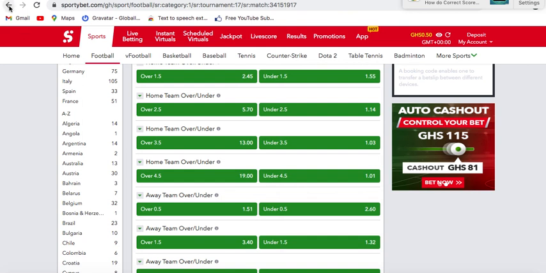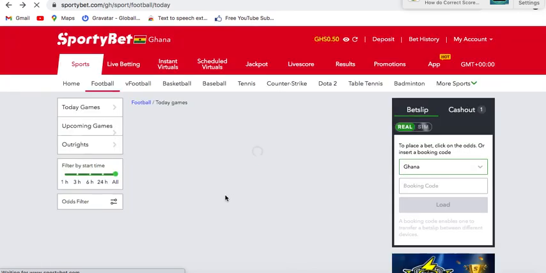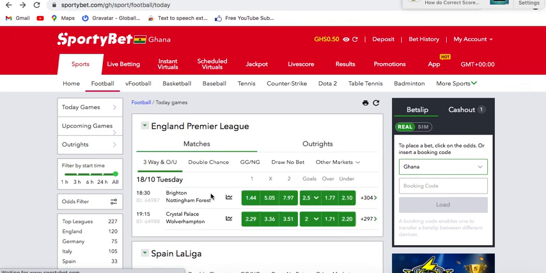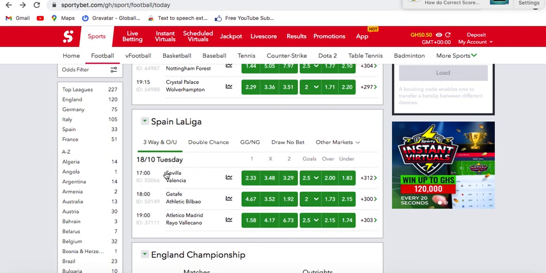Okay, so let's choose, last but not the least, the last match to predict, or to see how that 1-2 goes. Let's see the last match, and let's see how that one will go. So let's use Sevilla versus Valencia.